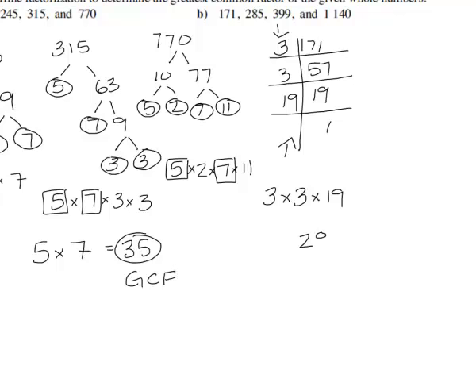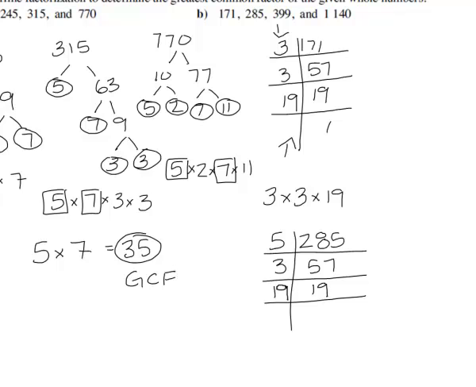Let's do 285 next. Divide by 5 first to get 57, which is divisible by 3, which makes 19. Now I saw this one before, so again I divide by 19 to leave myself with 1. So 5 times 3 times 19.